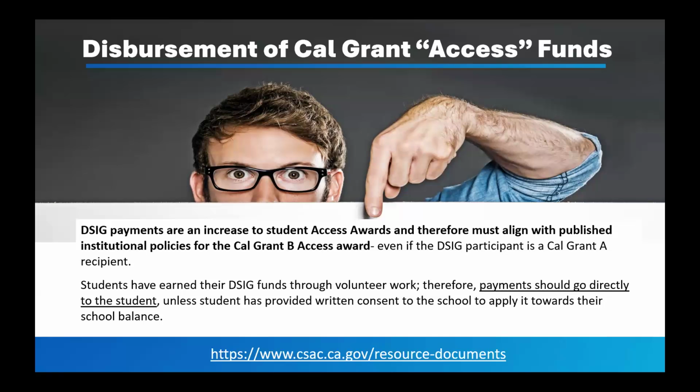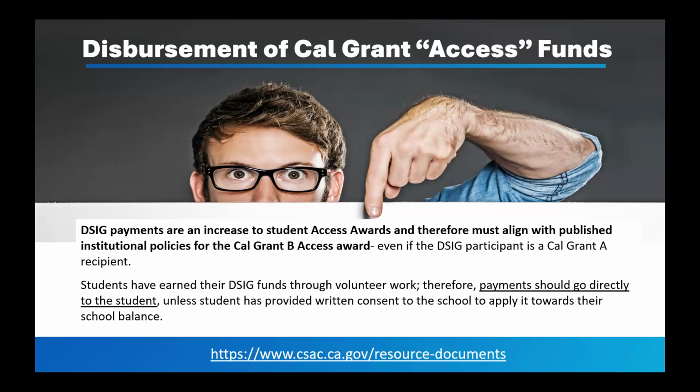With Cal Grant B access funds, it is established within the Cal Grant program that the access funds need to be offered to the student directly, since they are not earmarked for tuition and fees. However, you can have an institutional policy of asking the student for their written consent for the school to apply the access funds towards any school balance. So this can be common, especially if you have on-campus housing.